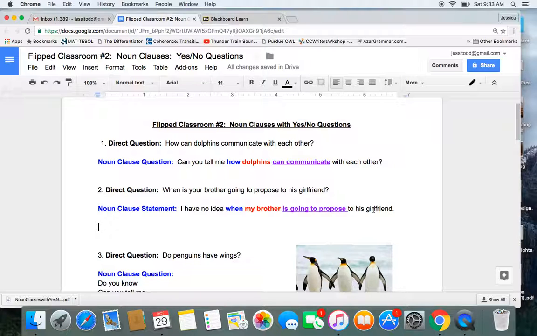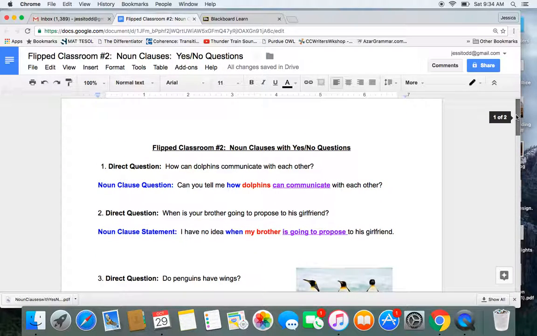That's right. If you said that it's the object of the sentence, that's correct, because his girlfriend is a noun, and it answers the question, who is my brother going to propose to? The girlfriend. Okay. So just a little review there about WH questions and how we can turn them into noun clauses. We've practiced this a lot in class. But now let's look at a different type of question. What happens when the question is not WH?